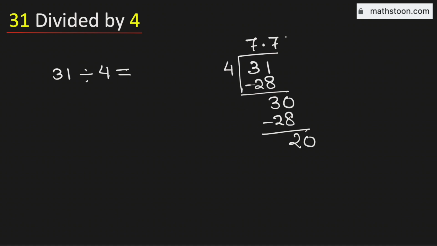that 4 times 5 is 20. Subtract, we get 0. As we have obtained the number 0, so we will stop. Therefore 31 divided by 4 is equal to 7.75, and this is our final answer.